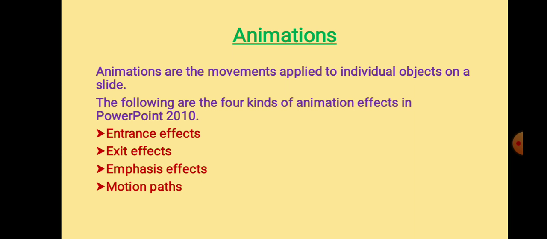Next is animations. Animations are the movements applied to individual objects on a slide. And these are the 4 kinds of animation effects in PowerPoint 2010. Entrance effects, exit effects, emphasis effects and motion path. So using this you can create animations in your slide. Animations are nothing but moving objects.